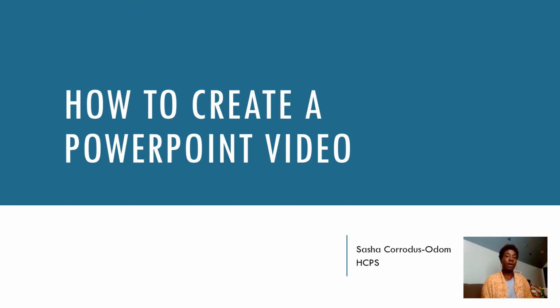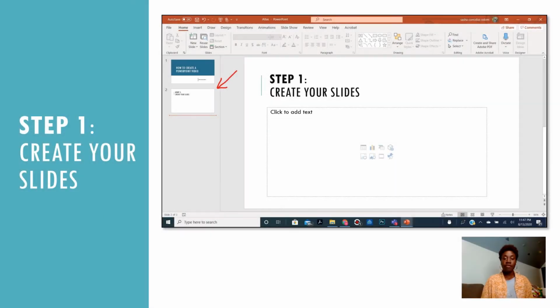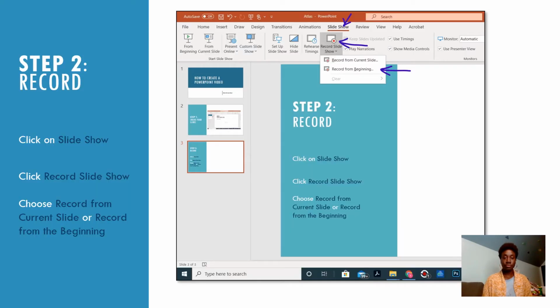I'm an art teacher at Wilder Middle School, and I'm going to go over how to create a PowerPoint video using PowerPoint. First, you create all of your slides that you're going to use for your PowerPoint presentation. Then you're going to start recording. You click on Slideshow, Record Slideshow, and then record from the beginning.